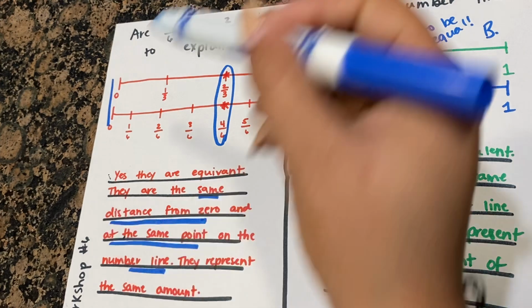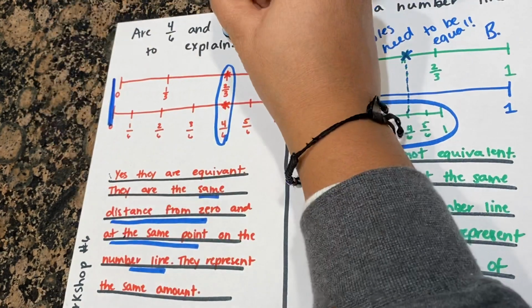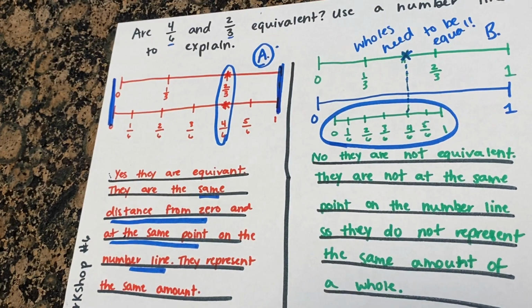When you do your work today, make sure that your wholes are the same size when you are comparing fractions that have different denominators using number lines.